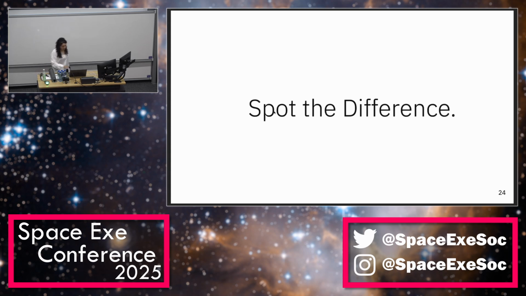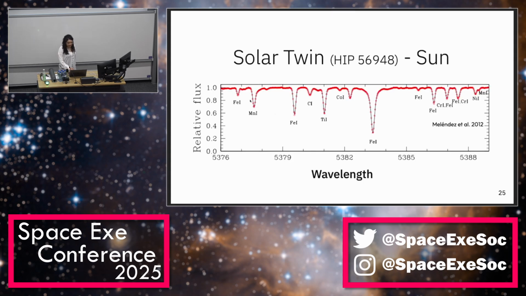So basically here is a spectrum, a solar spectrum and a solar twin spectrum. And the x-axis is like the colors that we are seeing. So instead of the colors, it's the number, so it's the wavelength. And these dips are because the flux that we are measuring is lower because this specific element is absorbing the light. So we are seeing these prints of different elements.